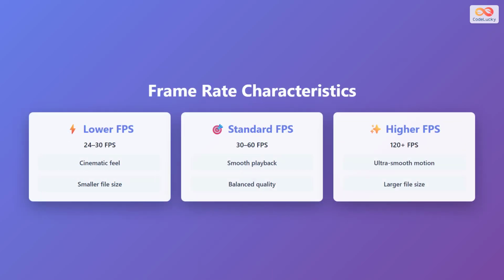Lower frame rates between 24 and 30 FPS create a cinematic feel and result in smaller file sizes, making them ideal for films. Standard frame rates between 30 and 60 FPS provide smooth playback and offer a good balance between quality and file size. Higher frame rates above 120 FPS deliver ultra-smooth motion with exceptional clarity, but require larger file sizes to store all those extra images.